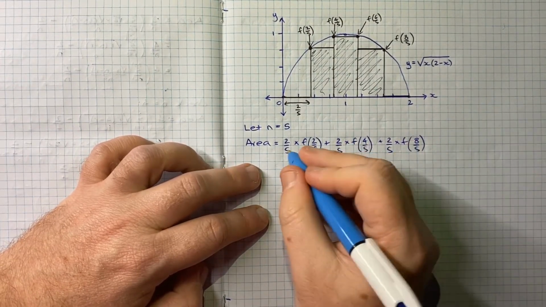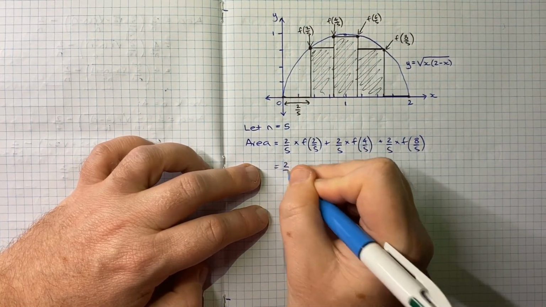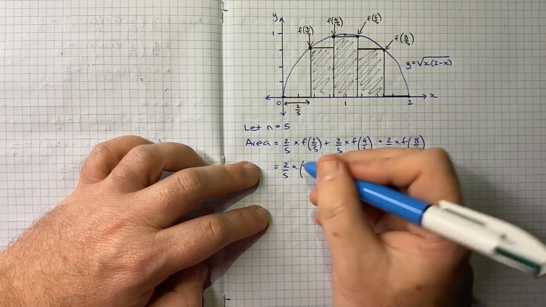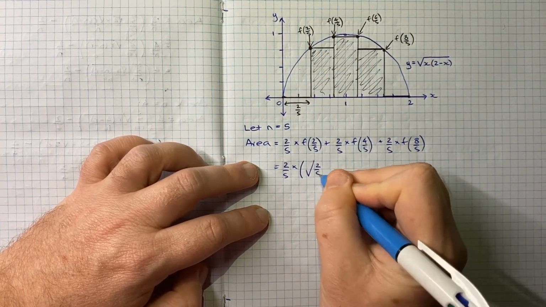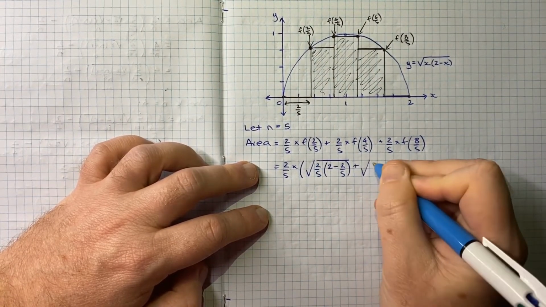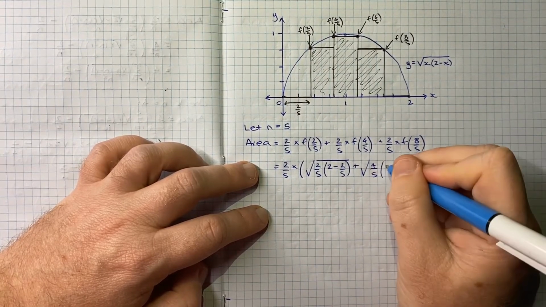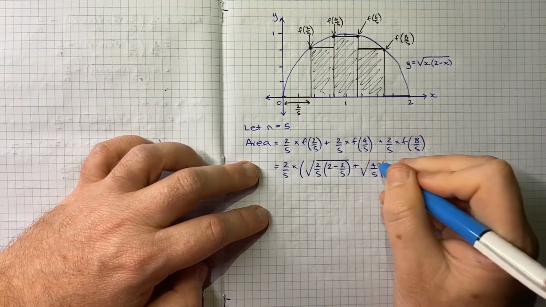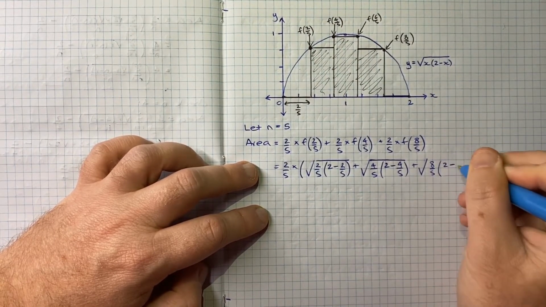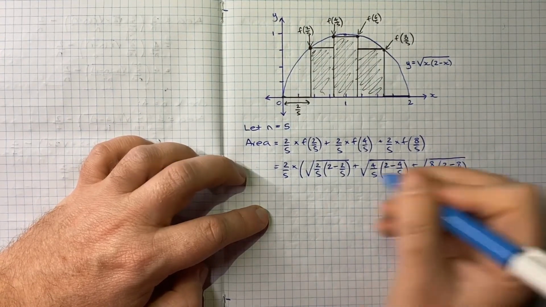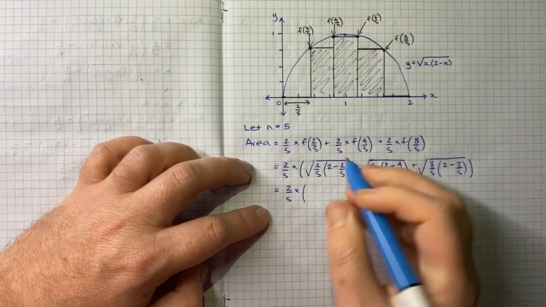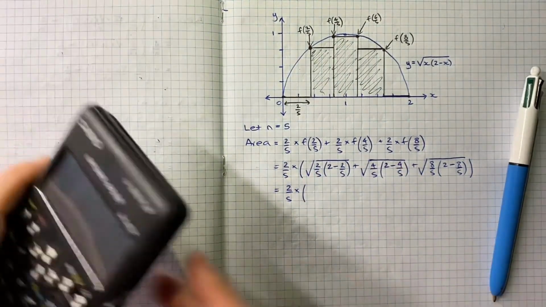So again, let's just factor out our 2 on 5. So it'll be 2 on 5 times, and then we'll put our values into our function. So it'll be the square root of 2 on 5 times 2 minus 2 on 5, plus the square root of 4 on 5 times 2 minus 4 on 5, plus the square root of 8 on 5 times 2 minus 8 on 5, bracket.